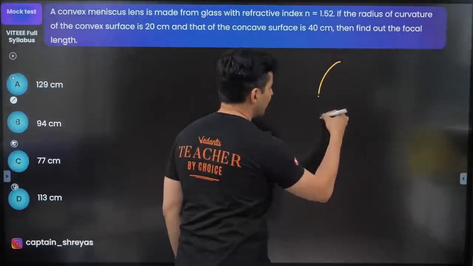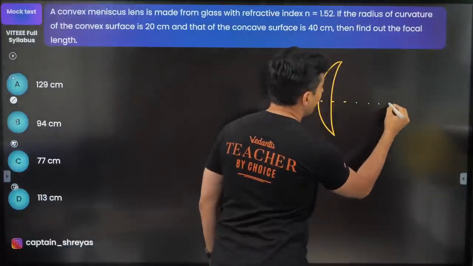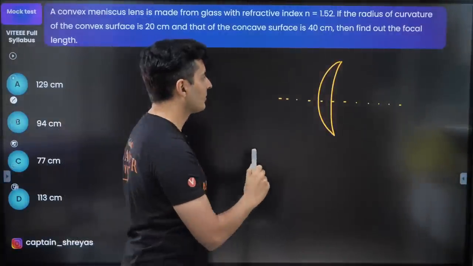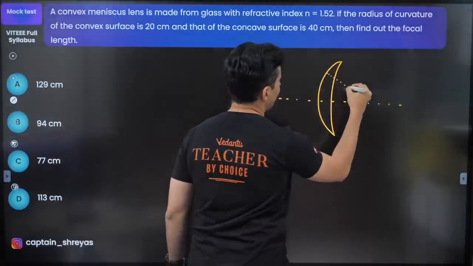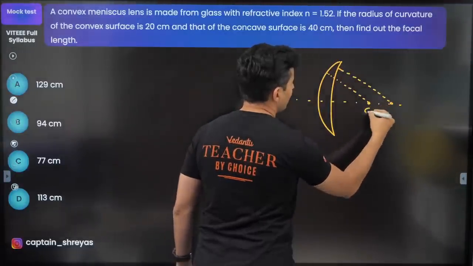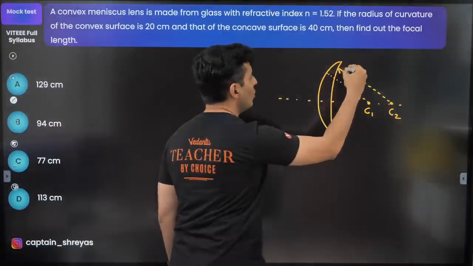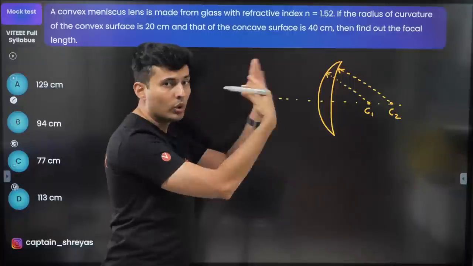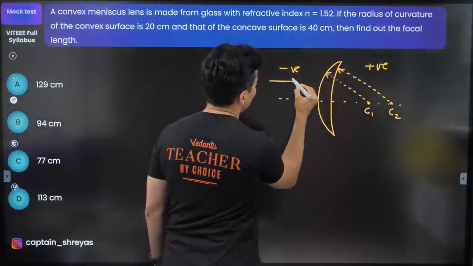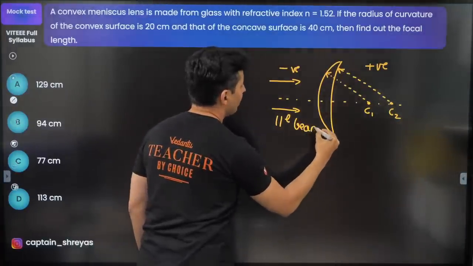So there is one convex side. There is one concave side. This is your convex concave lens. It's not double convex. Convex concave lens. If you notice, this is one radius of curvature. This is another radius of curvature. So there is center of curvature 1, center of curvature 2 for this lens. So there are two radii of curvature, both on the same side. If you take this as negative, this will be the positive side. Assuming the light rays are coming like this, this is a parallel beam of light.